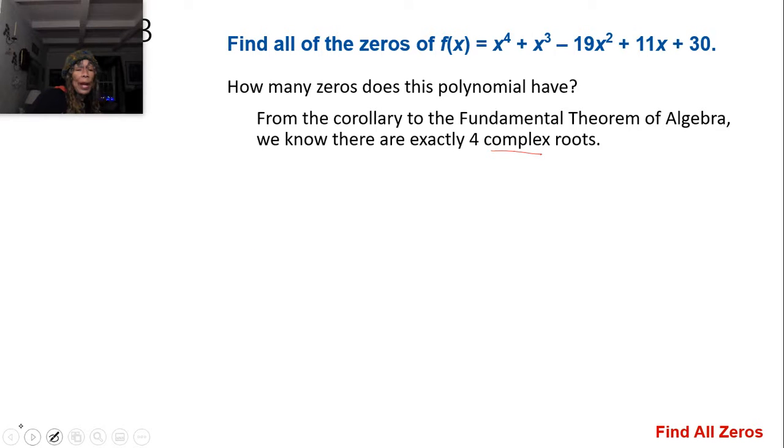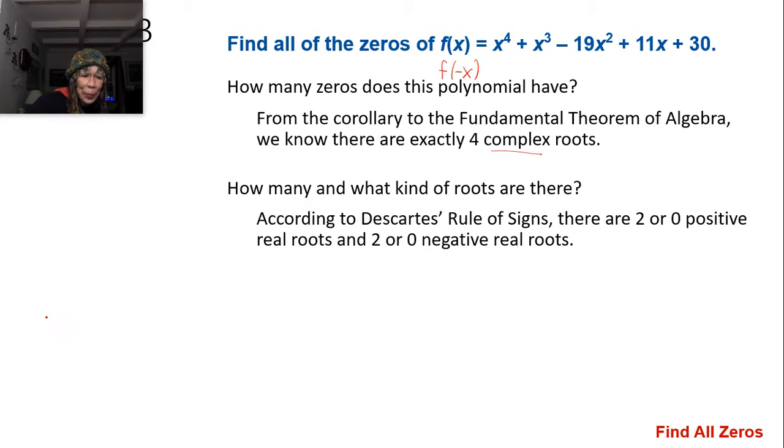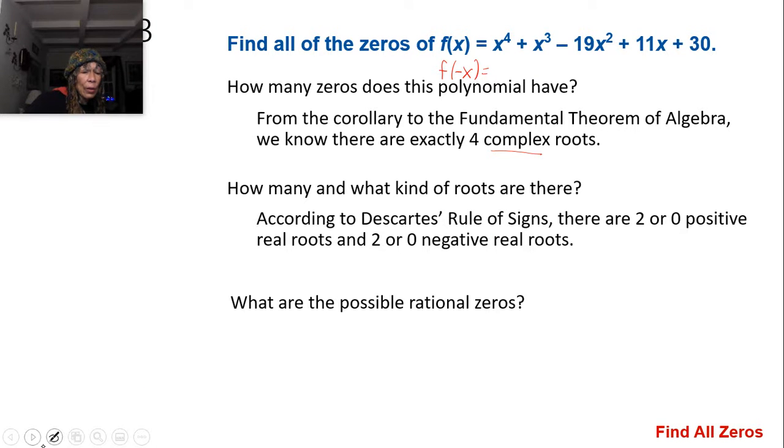Then you'll need to know how many and what kind of roots there are. So you'll count your positive roots with f of x and your negative roots with f of negative x. And we are experts at that now. So the positive is easy. We've got 1, 2 changes. So we've got 2 or 0. Using Descartes' rule of signs, there are 2 or 0 positives. And if we had indeed done the negative thing, this would be positive, this would be negative, etc., we would have got 2 or 0 negative real roots. So we'd have to figure out what they are now.